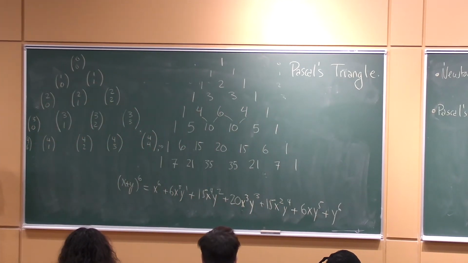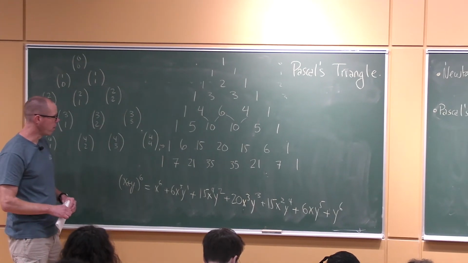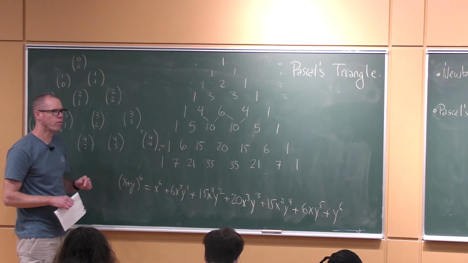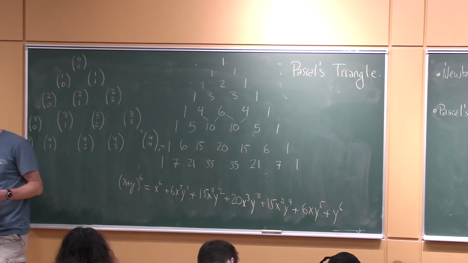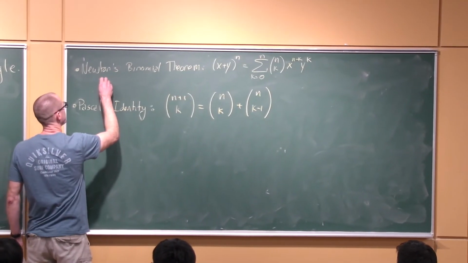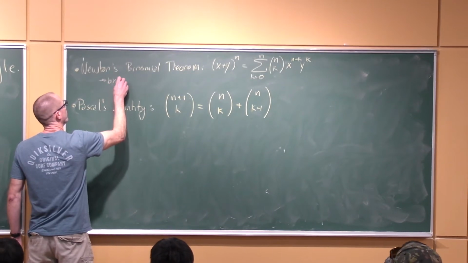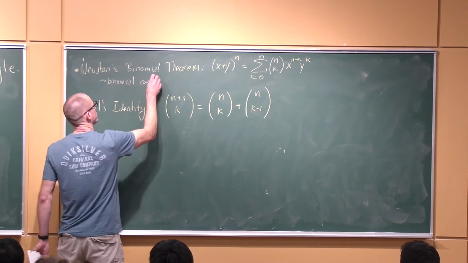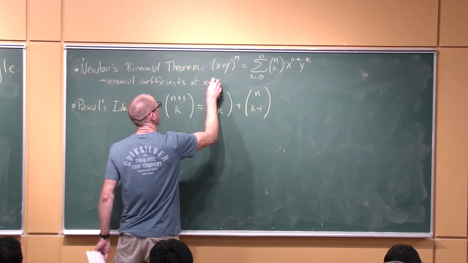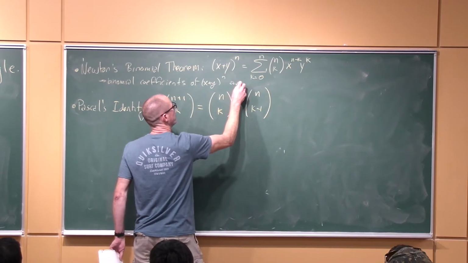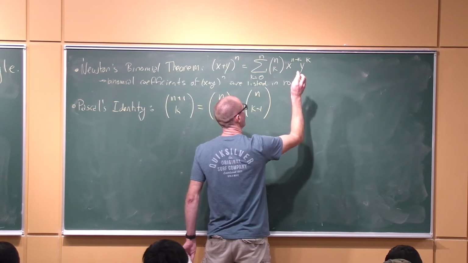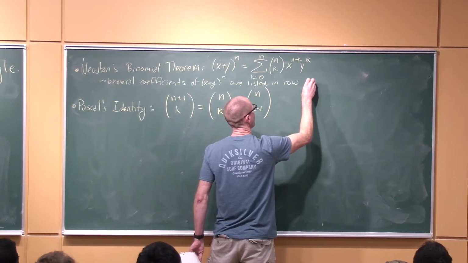Okay. So that's the interpretation of Newton's binomial theorem. If you want to expand this thing, you can just read off a row of this triangle. You get the coefficients that way. So this just basically says the binomial coefficients of (x + y)^n are listed in a very specific order in row n.